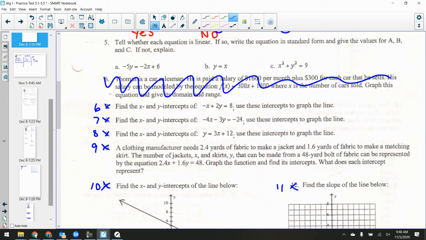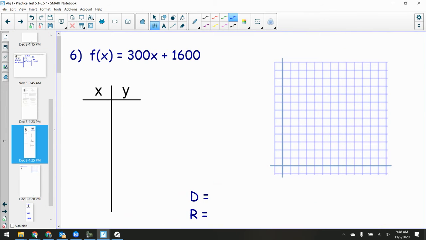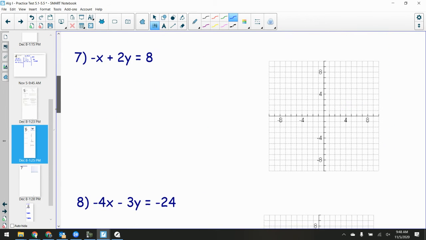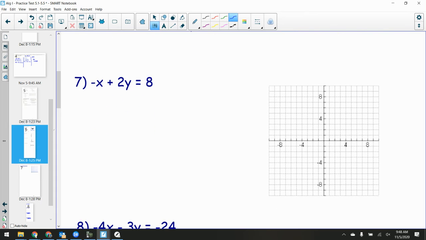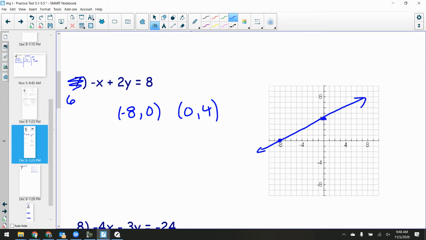Do I have the graph there? Oh yeah, so this is 6, right? Peyton said -8, 0, and then 0, 4. Now to graph that, just showing the folks at home, Peyton did a good job graphing that. It looks like that. Right, that's what yours is, right? Yeah.